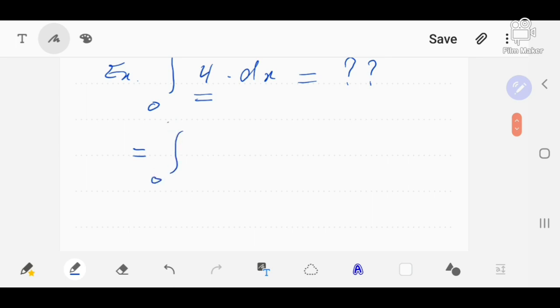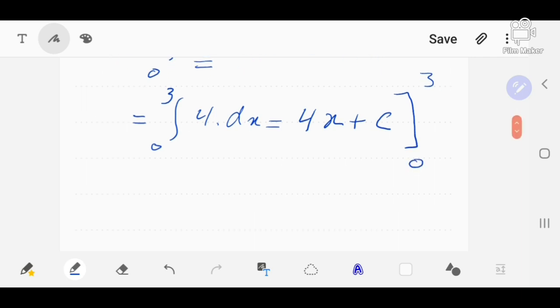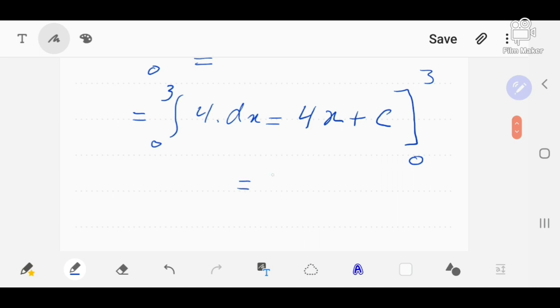Integration of any constant will be equal to the constant times x plus constant c in general from 0 to 3. How would I evaluate this? This will be 4 times 3 plus c minus 4 times 0 plus c. When you simplify this, you will get 12 plus c minus 0 plus c, so c minus c, that's only 12. Good.